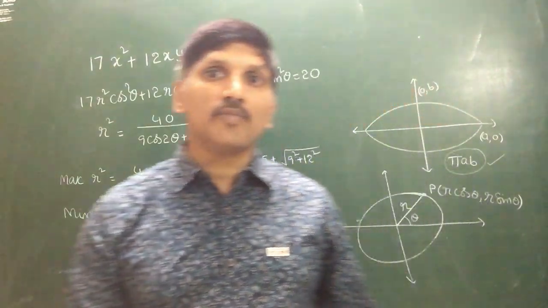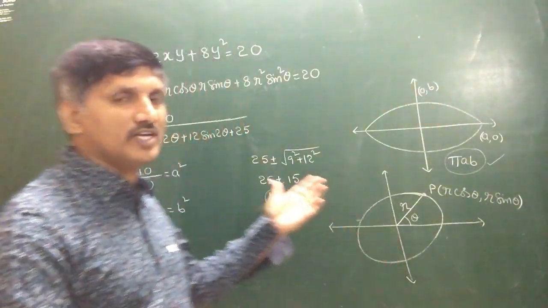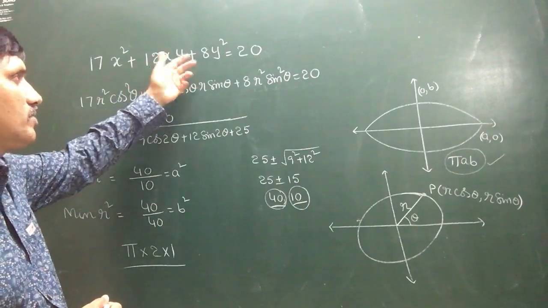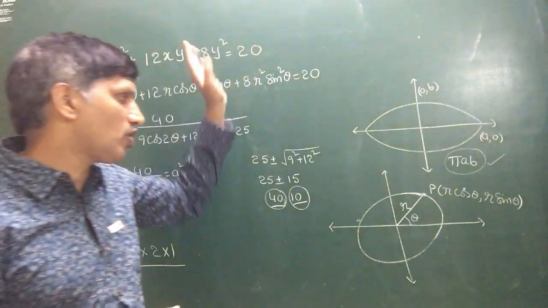Now the ellipse is an oblique ellipse. The ellipse equation is in this form: 17x square plus 12xy plus 8y square equals 20. It is an oblique ellipse.